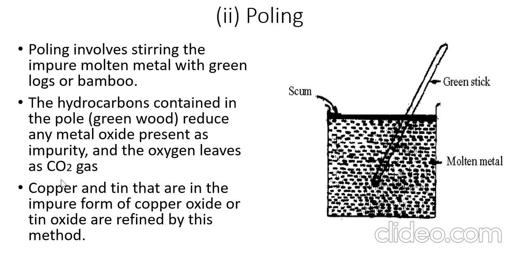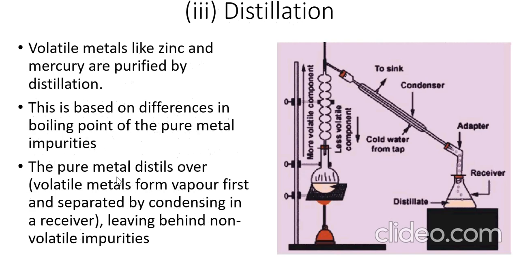In some of the previous reduction by carbon, this is similar to reduction by carbon, right? Next is distillation. Here, when we say volatile metals, that turn into vapor easily, they can be purified by this method. Volatile metals like zinc and mercury are purified by this method because they turn into vapor easily at a much lower temperature. This is based on the difference between the boiling point of the pure metal and impurities.